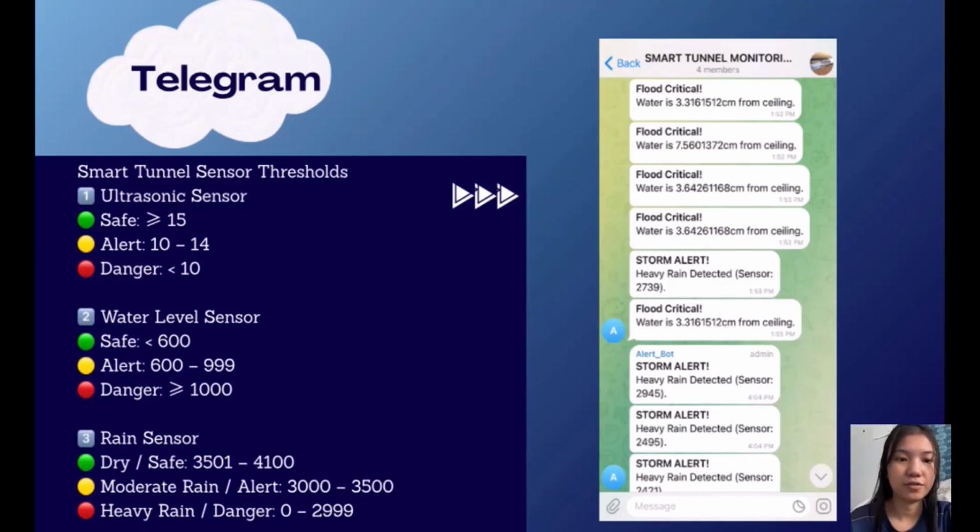Rain sensor when dry, safe condition is the value there. And then moderate rain is an alert. And then heavy rain is the danger one, 0 until 2999.